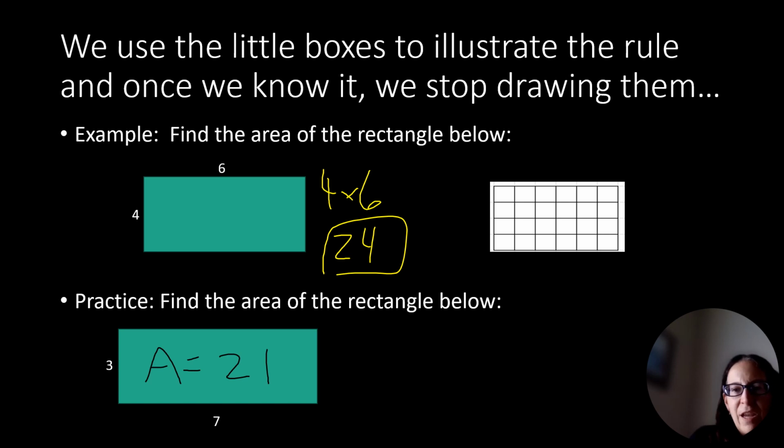Times tables are one of those things where you can use a calculator, but it slows you down a lot. So if you sort of know your times tables, but you're not super confident, it actually would not be a bad thing for you to practice.